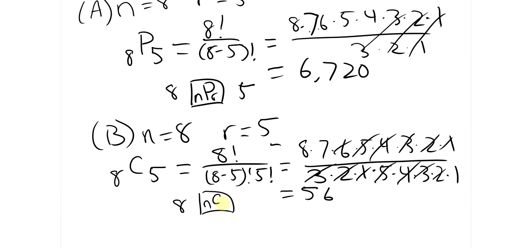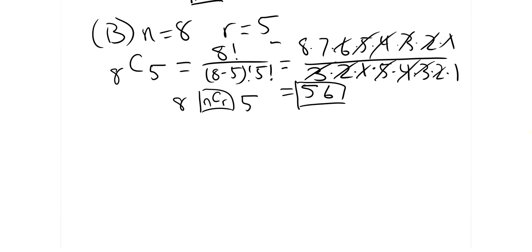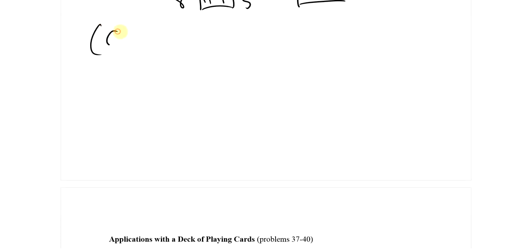And that's on your calculator, 8 nCr 5. So the permutation was a lot bigger than the combination. And you'll see that as you're choosing more from more people, the difference between the two gets very large. Part C.